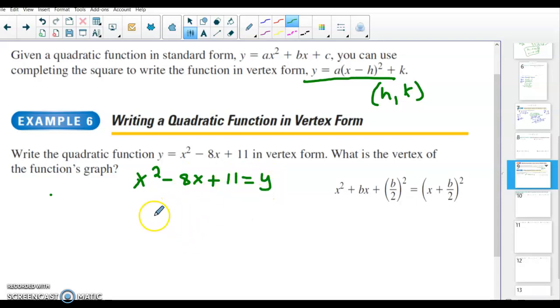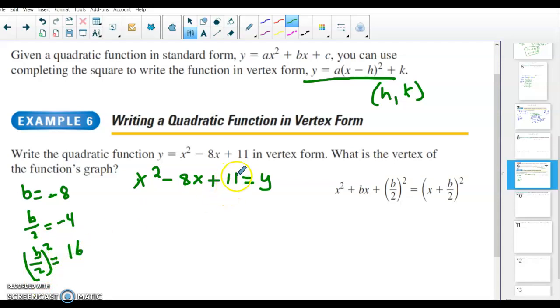Now, we're used to seeing equals 0 in all the practice that we did earlier for solving a quadratic. But I'm going to do the exact same steps. B in this case is -8. B over 2 is half of that, which is -4. And B over 2 squared would be -4 squared, or a positive 16.